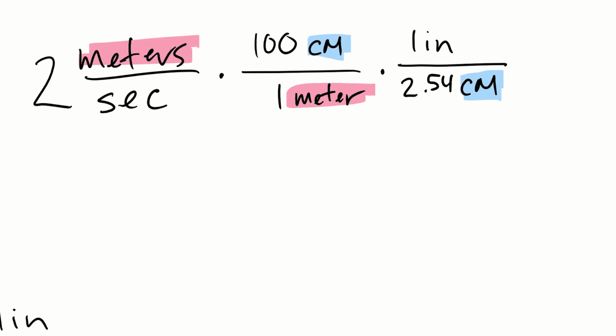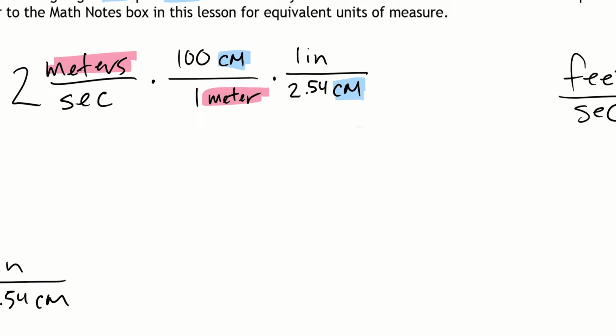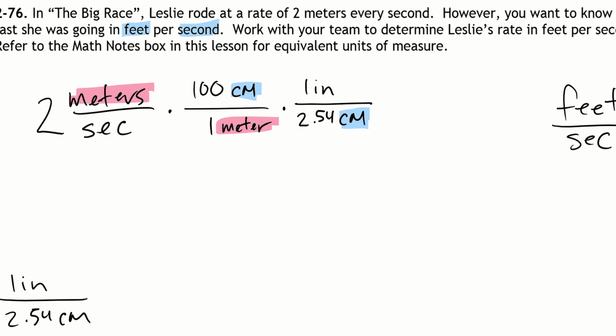I need to do one more of these, because remember my target goal is to get to feet per second. So the last one I'm going to multiply by is, let's see, I want my inches to go away. So I'm going to put inches in the bottom. I'm going to pre-populate that with inches. And I want feet on the top. Why am I saying I want inches in the bottom? Because I want these inches to cancel with these inches. So I need inches in the top, inches in the bottom.